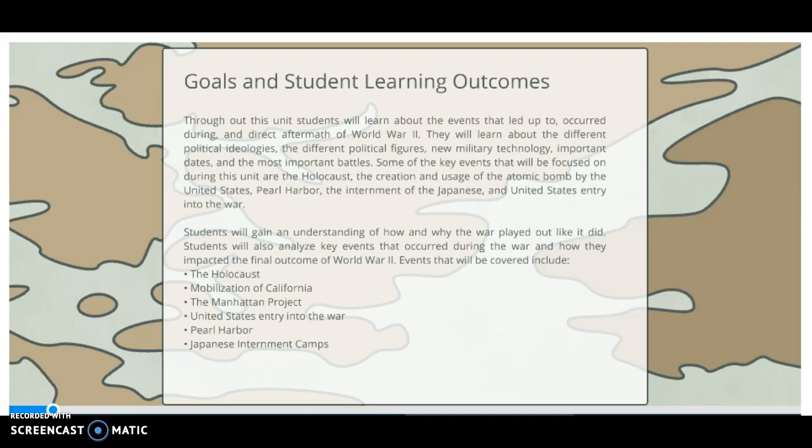So here you can see the start of my goals and student learning outcomes. The main thing that I want students to take away from this unit is to gain an understanding of how and why the war played out the way it did, and how key events during the war affected the war and impacted the final outcome of the war. Some events that will be covered are the Holocaust, mobilization of California, the Manhattan Project, the United States' official entry into the war, Pearl Harbor, and Japanese internment camps.